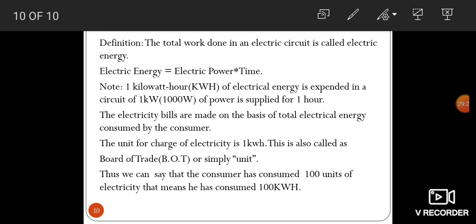For inductance and capacitance, we have reactance, reactive power and capacitive reactance. So inductive reactance and capacitive reactance are the oppositions offered by elements like inductors and capacitors to the AC circuit.